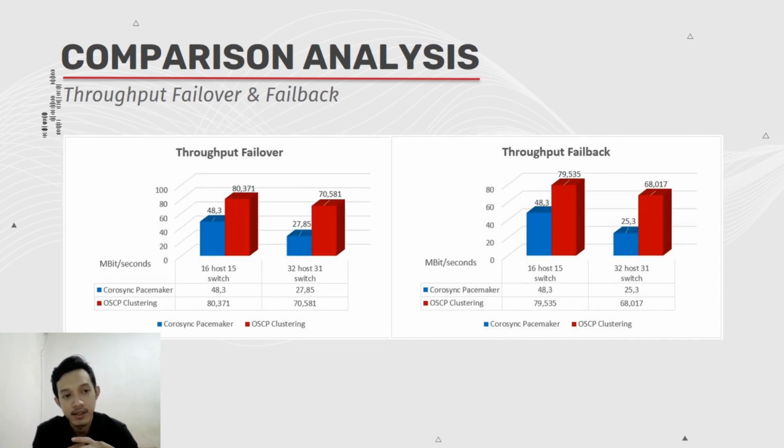Next, throughput. The throughput generated by the crossing pacemaker method is unstable compared to the OSGP clustering. There is a drastic decline in crossing pacemaker. This is caused by the delay in the crossing pacemaker method being quite large. The greater the delay obtained, the more it will affect the resulting throughput.